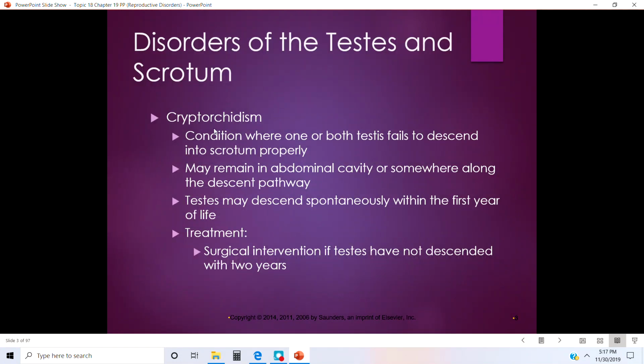So cryptorchidism is the condition that we're talking about. This is a condition where one or both of the testes fails to drop down into the scrotum properly. The testicles could remain in the abdominal cavity, or they can get stuck somewhere along that descent pathway. Now, if you leave it alone, a lot of times spontaneously within the first year, the testes will drop down into the scrotum. However, if they haven't descended within 2 years, then they'll surgically bring them down. All right, we'll see later that cryptorchidism makes a man more prone to testicular cancer. Right, so they want to get them down.